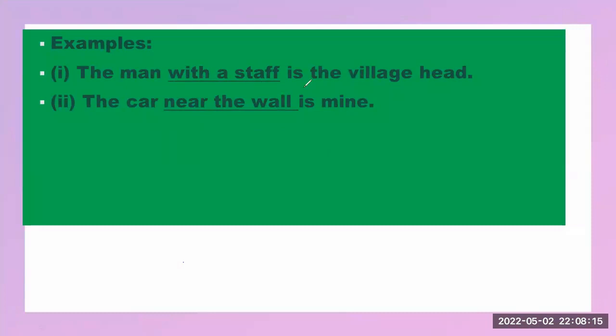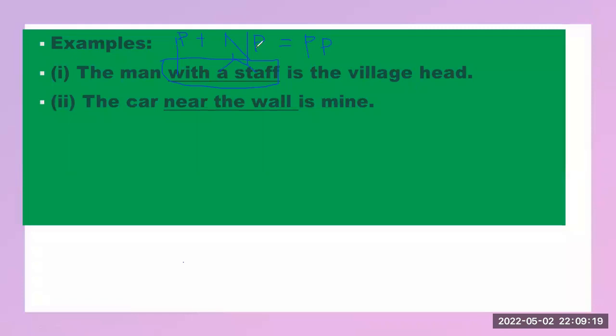Example I, the man with a staff is the village head. So here, with a staff is a prepositional phrase structurally, because a prepositional phrase is a combination of a preposition, represented by the letter P, and you have a determiner and a noun here, constituting what we call a noun phrase. All right? So a preposition combined with a noun phrase will give us a prepositional phrase represented by the letters PP. P plus NP equals PP. P stands for preposition, NP stands for noun phrase, and PP stands for prepositional phrase, please.